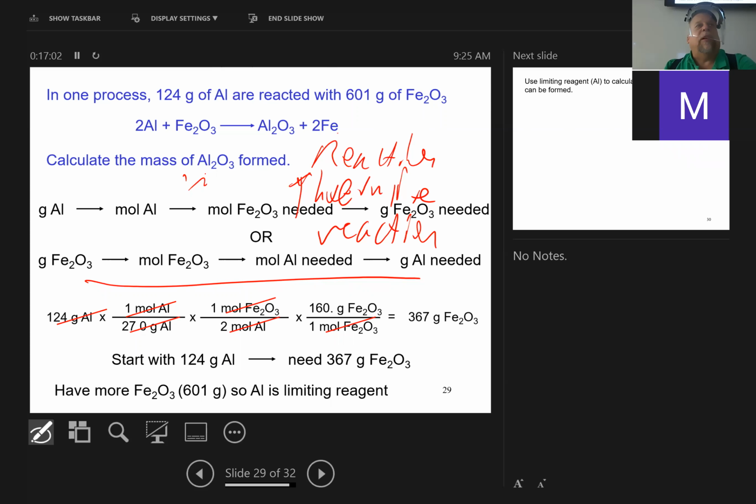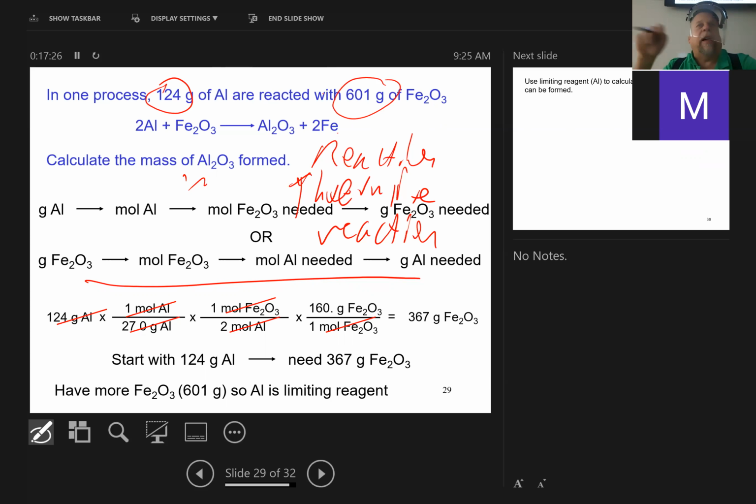That wasn't the question that was being asked, was it? You were asked the mass of aluminum oxide formed. So basically what I'd like you to do is try to do it both ways. You do it first with this one, go through the process, and then do it with that one and see which gives you less product. That answers the question. It also answers which one is the limiting reactant.